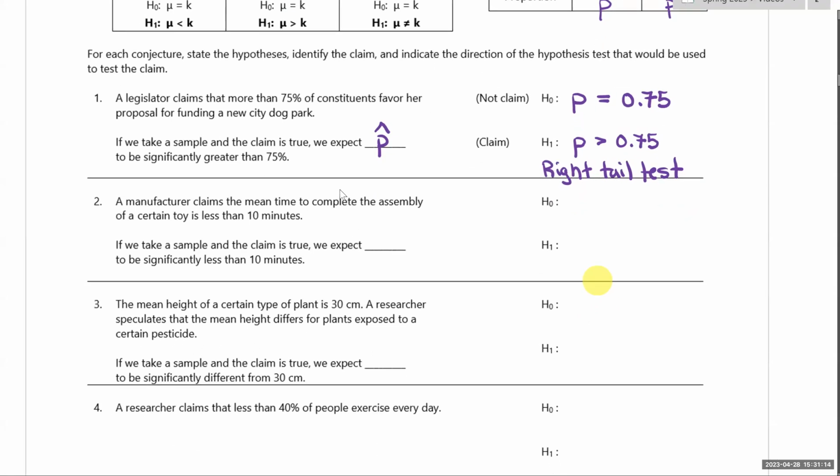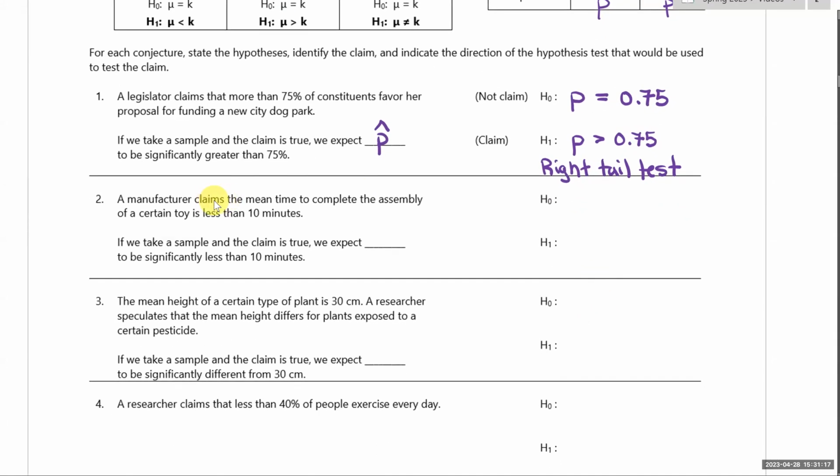Right, so a manufacturer claims, we always look for this claim, they claim the mean, so now we're looking at mu, the mean time to complete the assembly of a certain toy is less than 10 minutes. So we're always going to start with writing our claim, and our claim, I'm just going to write C in parentheses for claim. Our claim is our alternative hypothesis. So now it's a mu for mean, and they think that for all people that try to assemble this toy, on average, that mean, they think it's under 10 minutes, at least that's what they're claiming.